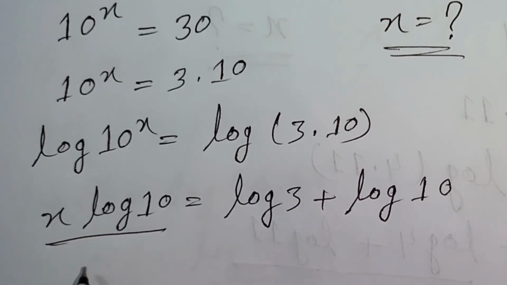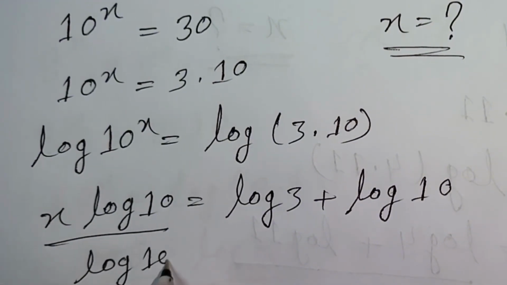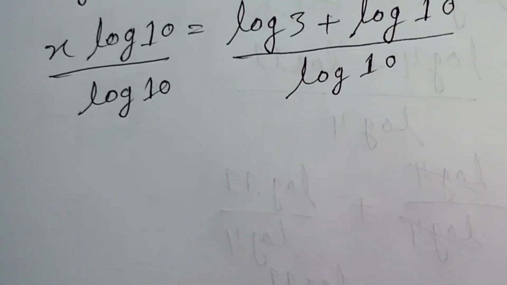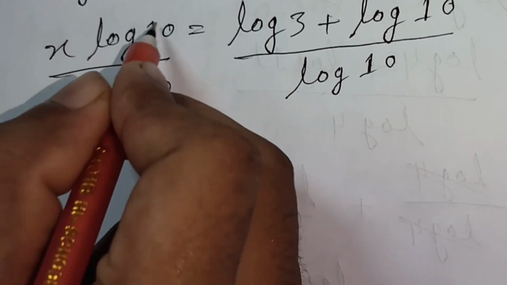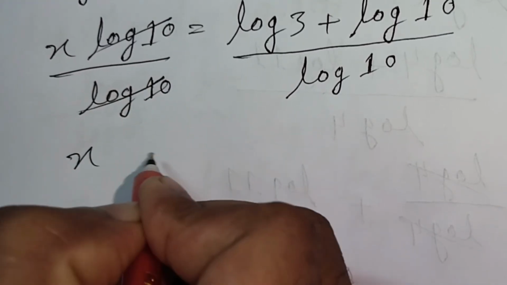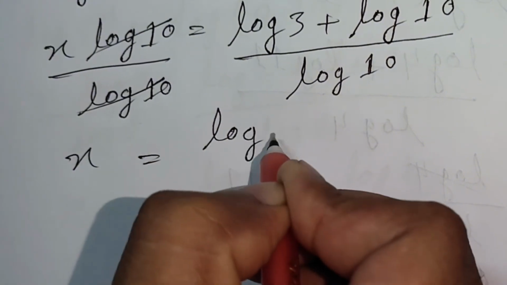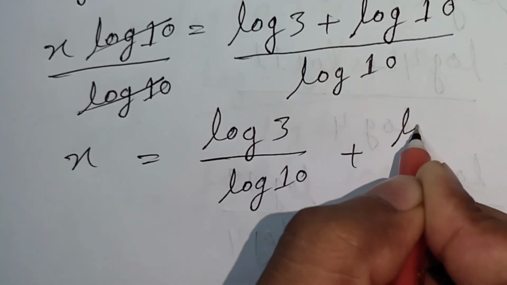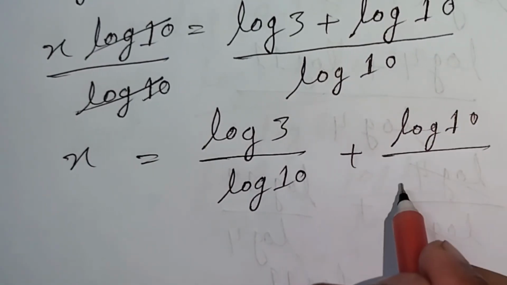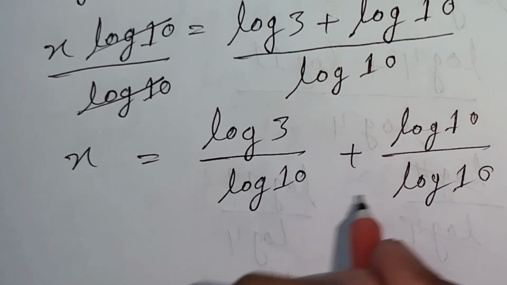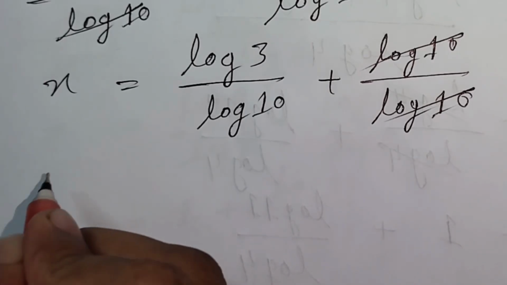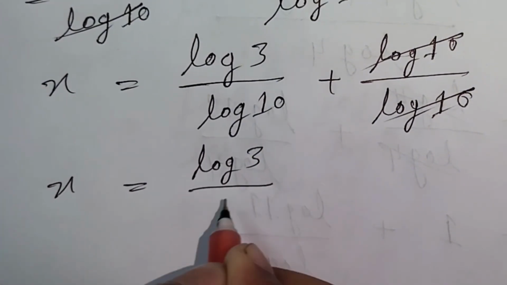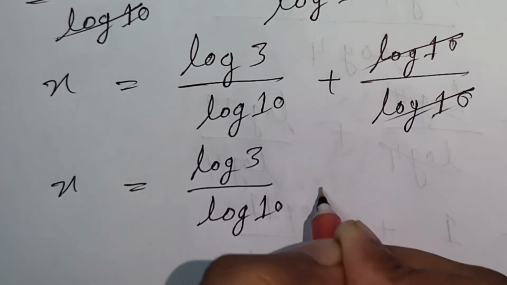Both sides are divided by log 10. Then log 10 will be cancelled. x is equal to log 3 divided by log 10 plus log 10 divided by log 10. Log 10 will be cancelled. x is equal to log 3 divided by log 10 plus 1.